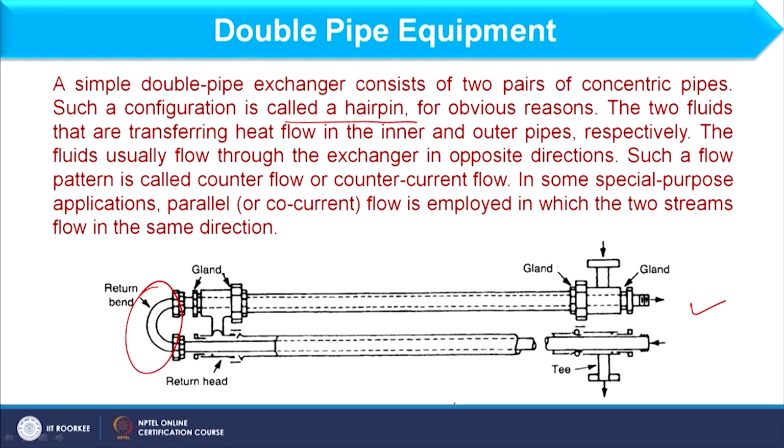So, the two fluids are transferring heat, one flowing in the inner pipe and another flowing at the annular side, as we also have discussed previously. Usually in this double pipe exchanger we have counter current flow. However, in some cases we also consider co-current flow.